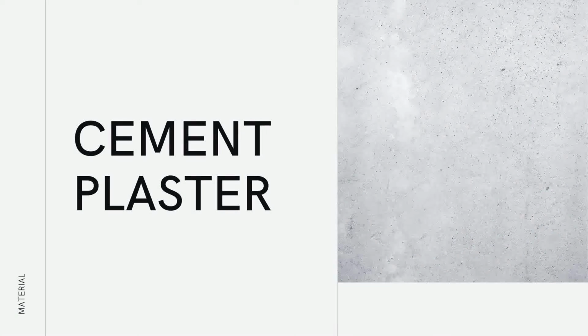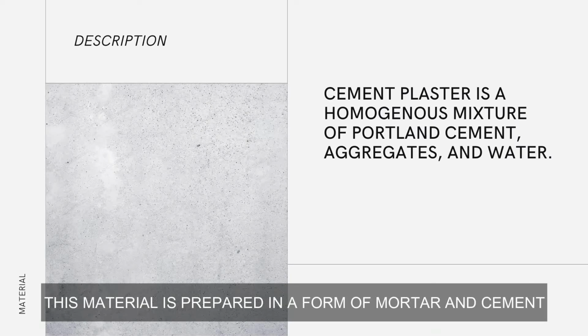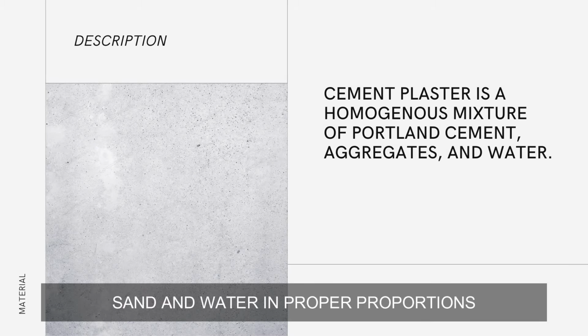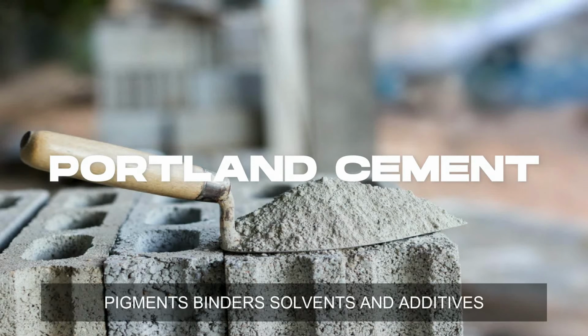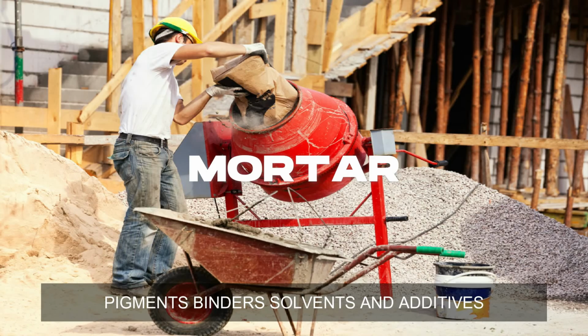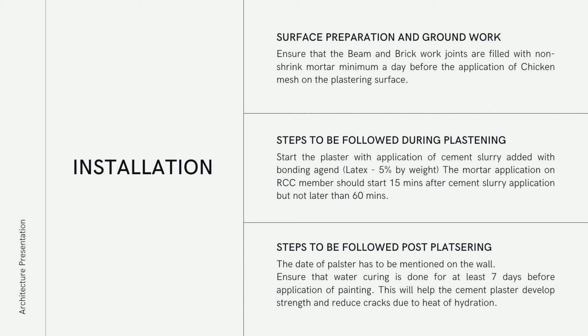Then, we have the cement plastered finish. This material is prepared in the form of mortar with cement, sand and water in proper proportions, and applied on masonry manually to achieve a smooth finish or sand-faced finish. This material can be applied by following these steps.